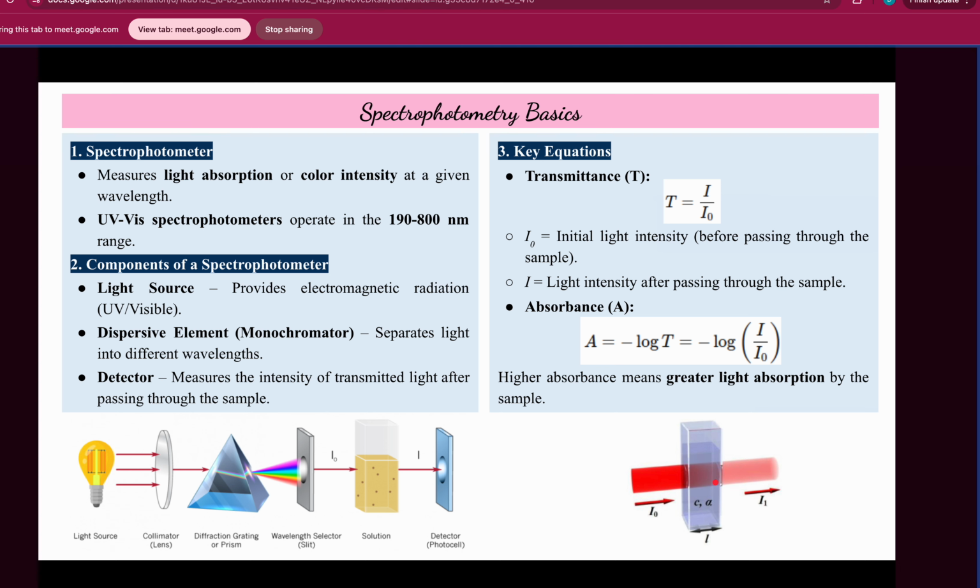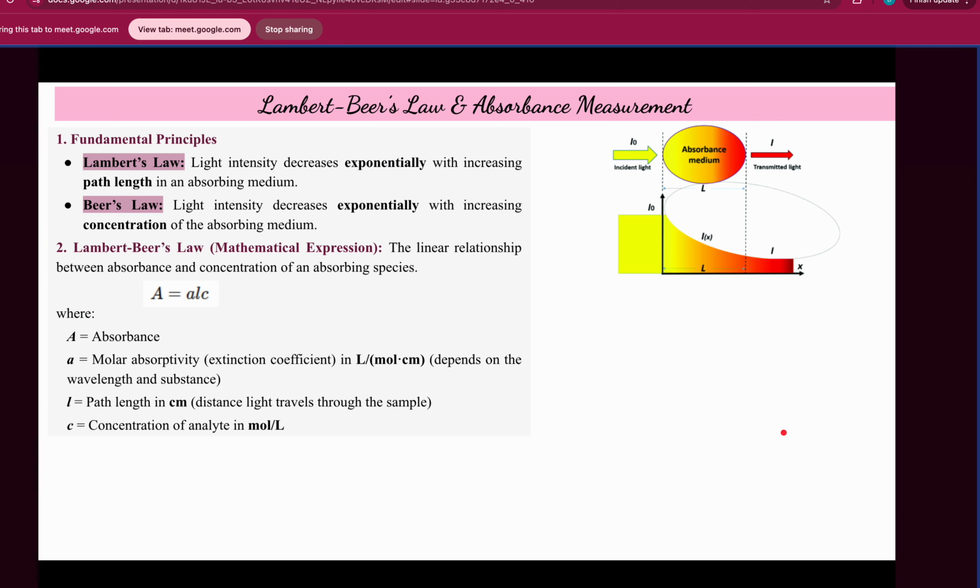So how much distance the light has to cover when it is passing through the sample, that is known as path length. So if we increase the path length, for example, instead of using a cuvette, if I'm using a bigger beaker, in that case, I'm increasing the path length. So what Lambert's law is saying is that if I'm increasing the path length, then the light intensity will decrease. Why will it decrease? Because now the path length is increased. So now the sample is allowed to absorb more of the light.